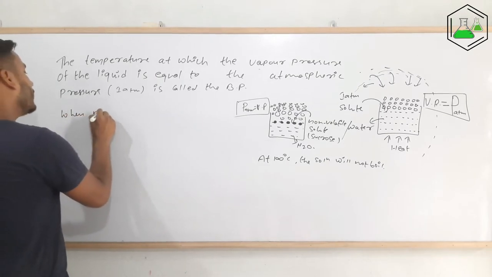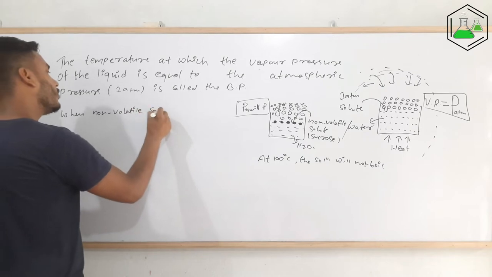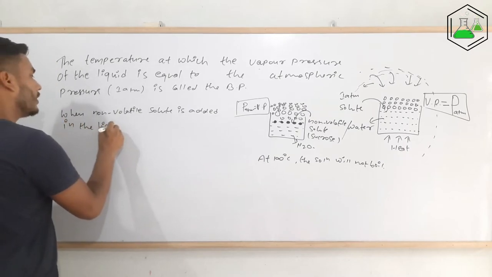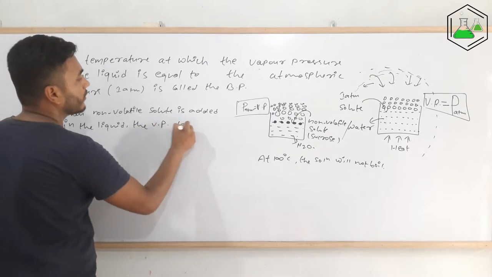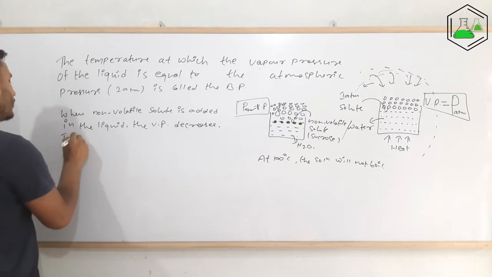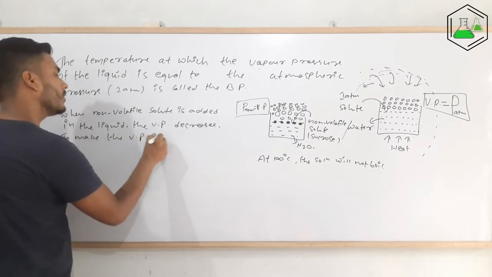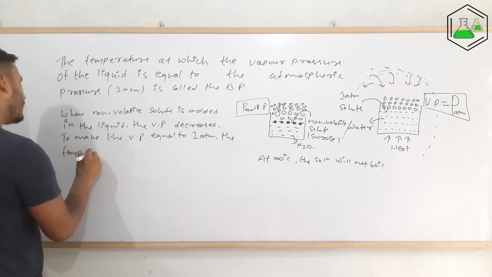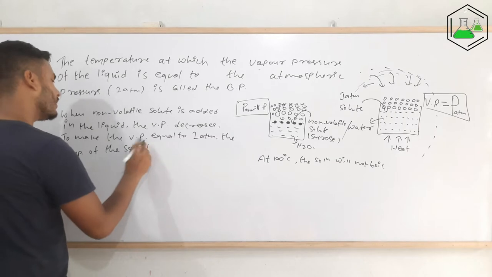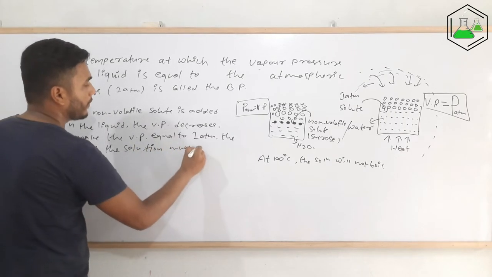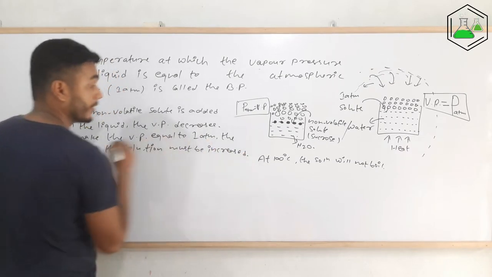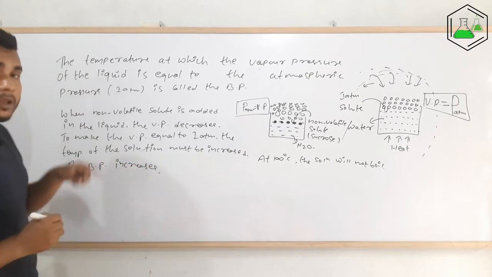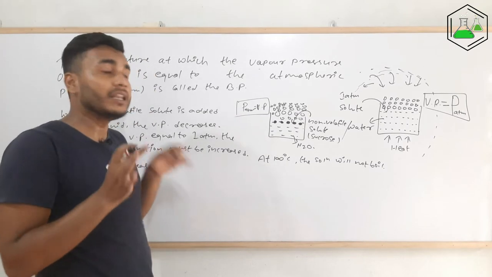Let me write it over here. When non-volatile solute is added in the liquid, the vapor pressure decreases. To make the vapor pressure equal to 1 atm, the temperature of the solution must be increased. That means the boiling point increases, right? Now this becomes the new boiling point of the solution.